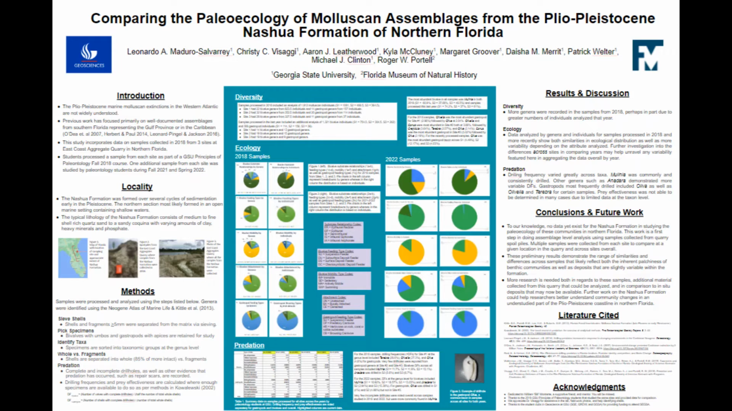This study incorporates data collected in 2018 from 3 different sites from the East Coast Aggregates Quarry in northern Florida. The Nashua Formation was formed over several cycles of sedimentation in the early Pleistocene. The northern section mostly formed in an open marine setting containing shallow waters, and the typical lithology consists of medium to fine quartz-rich sand or coquina with varying amounts of clay, heavy minerals, and phosphate.